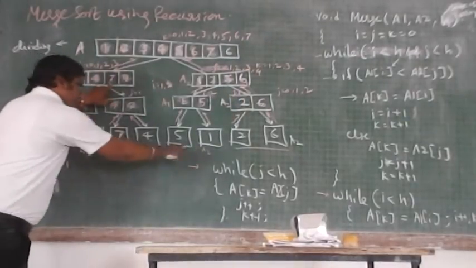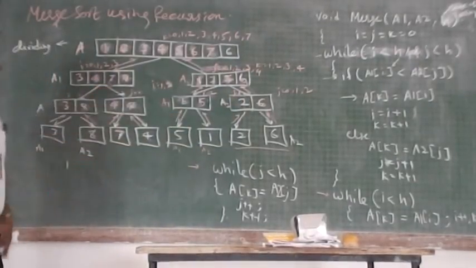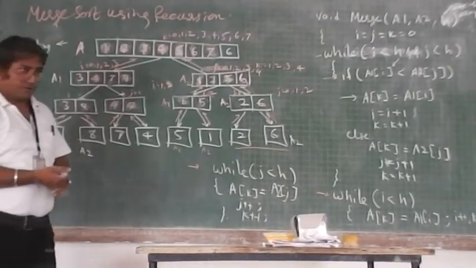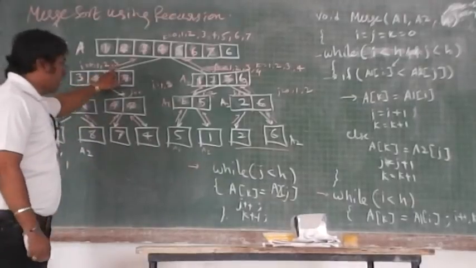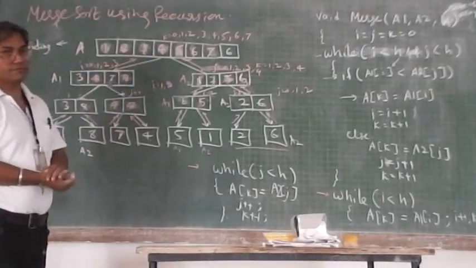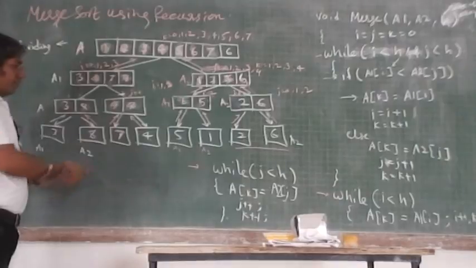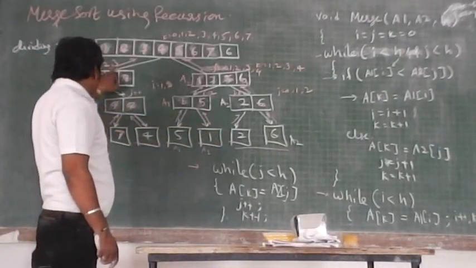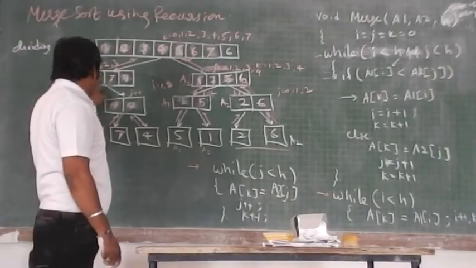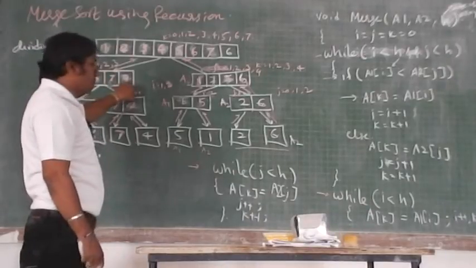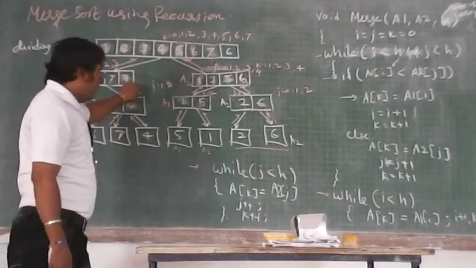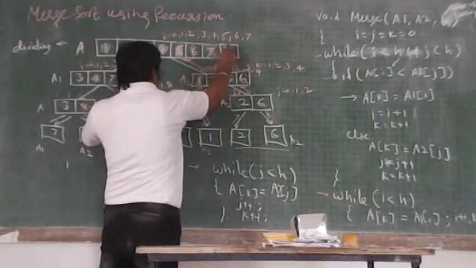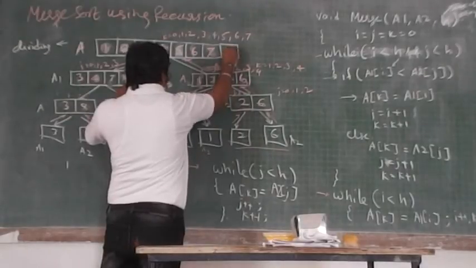Again, that while loop continues, checking its condition. 3 is less than 4. I is 3, H is 4. True. In that case, A1[3] means 0, 1, 2, 3. A1[3] will go to where? A[K]. K is 7, means this is the 7th element. So 8 goes to the 7th index of A.